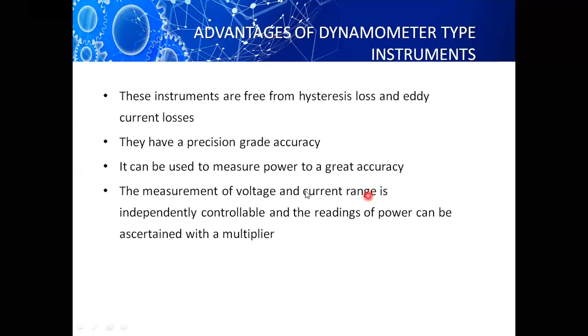Similarly, for the current range, we'll place a shunt coil, and then we can have different current ranges for the instrument separately. So we can have different voltage ranges separately, different current ranges separately. And this is possible only for the dynamometer type wattmeter. Let me draw quickly the dynamometer type wattmeter. Suppose you have here the dynamometer type wattmeter, and there you have readings. You see, here you have the scale and here you have the pointer.